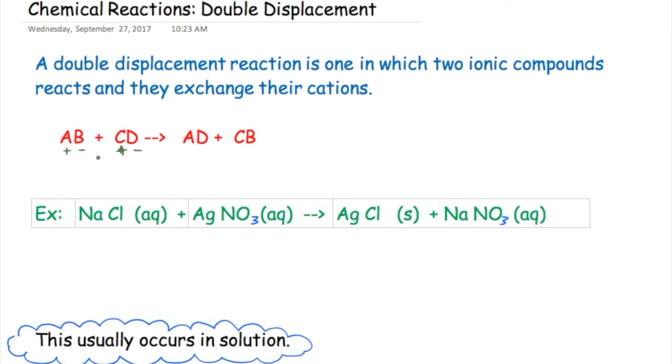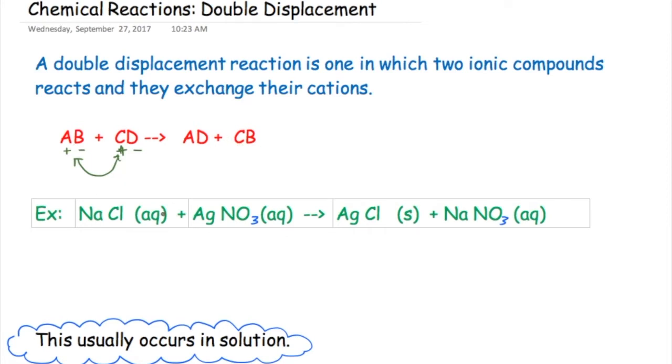Now, in the course of a double displacement reaction, the cations will get exchanged. So now we're going to put A with D and B with C, or C with B. They're going to exchange partners. And now we start with two compounds and we end with two compounds.